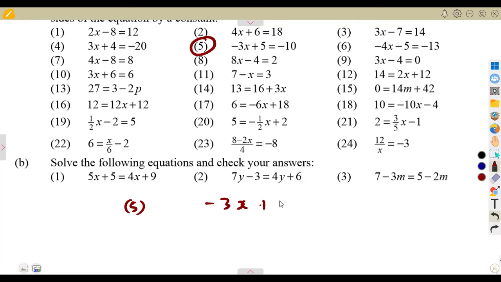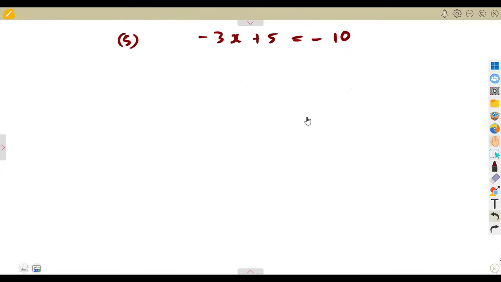Let me take number 5. This is equal to a -10. So on this question, we are asked to solve for x. So to solve for x, simply there's a +5. So what am I supposed to do? I'm supposed to subtract a 5. So to subtract a 5, it means also here I subtract a 5. It's a plus, so a minus. So that's -3x. 5 - 5, it is cancelled. That's a 0 there.